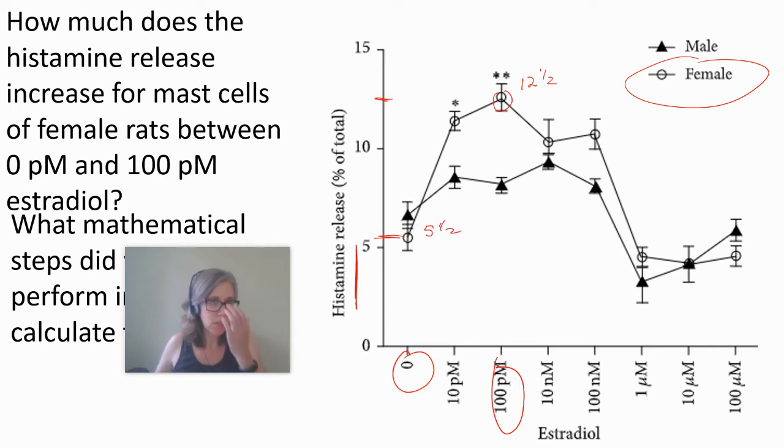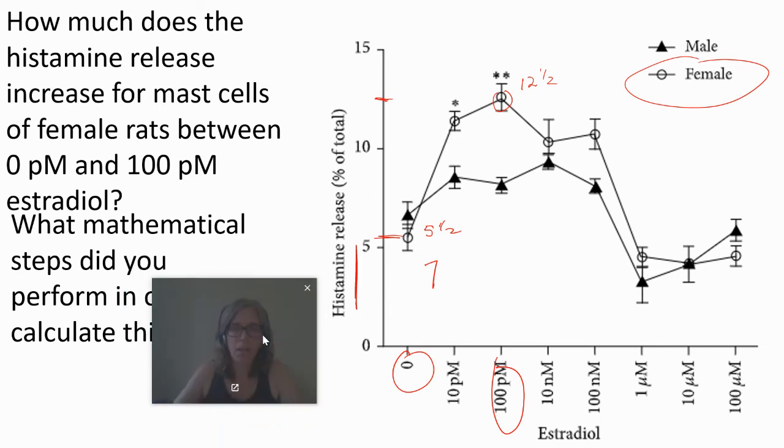Again, usually on an AP test, you have little tick marks to help you figure out exactly where it is. If you have a piece of paper, use a ruler, because they give you a range, but you do need to get pretty close to the range. So how much does the histamine release increase? That's a subtraction problem. 12 and a half minus 5 and a half is 7. And I would write 7% of total, I guess. Okay, and then what mathematical steps did we do? I would write 12 and a half minus 5 and a half equals 7.